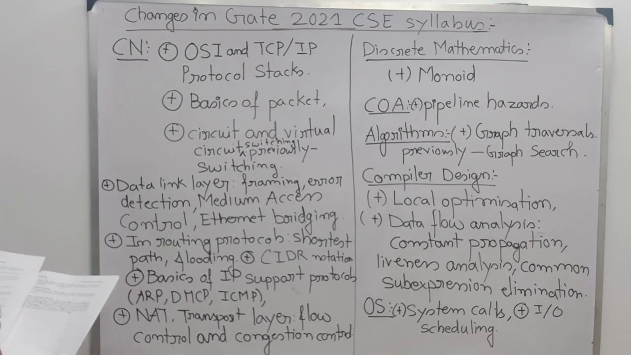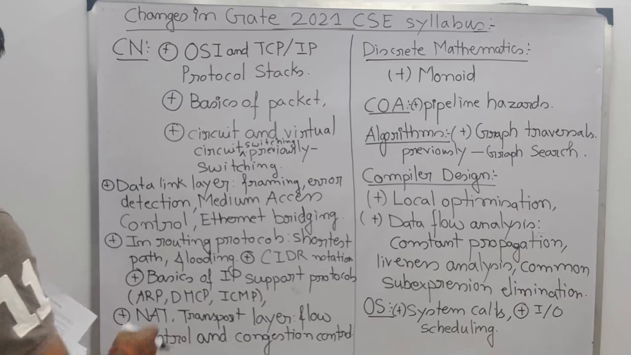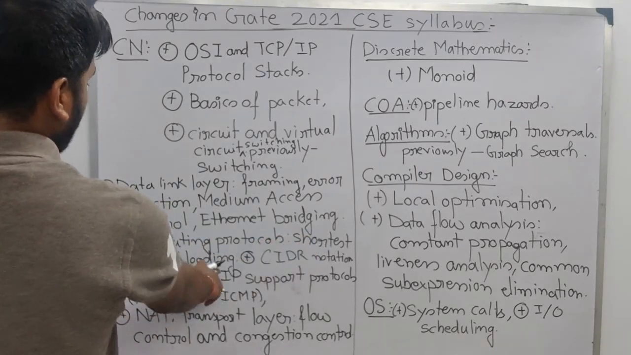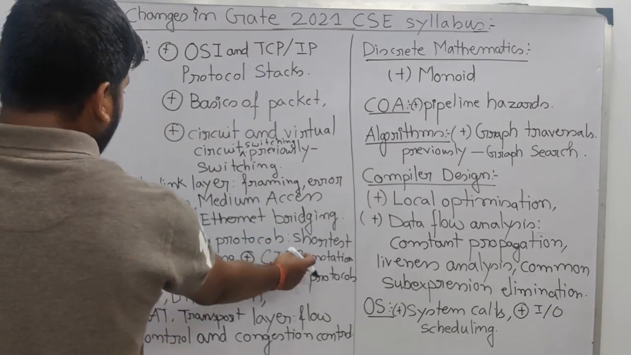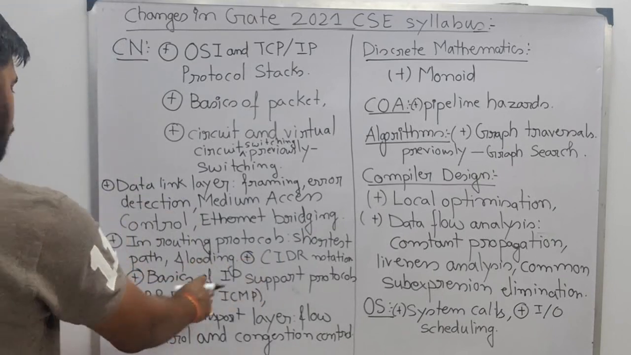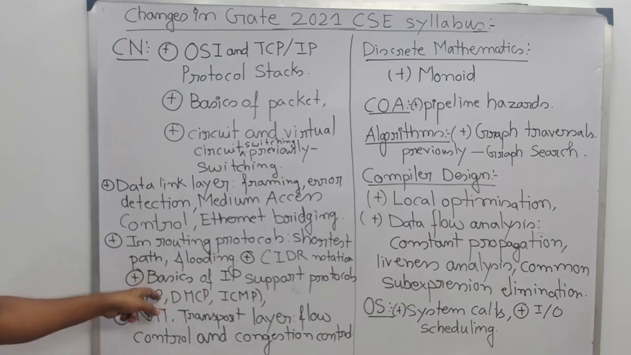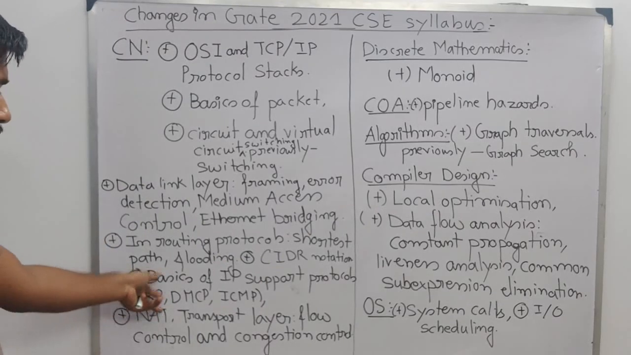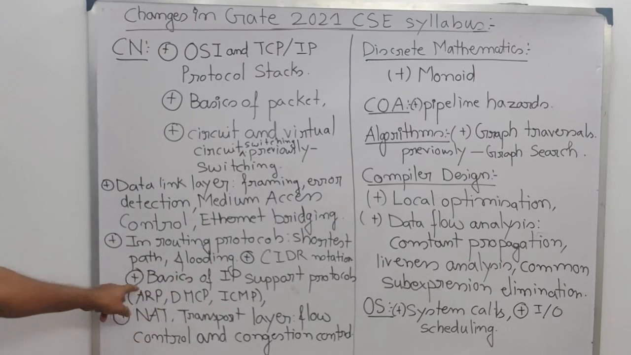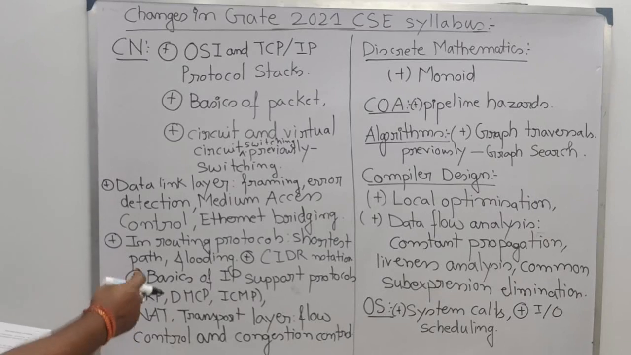Previously in routing algorithms we only had distance vector and link state, but now they have also added shortest path and flooding. Now they have added CIDR notation and basics of IP support protocols. We were studying these things also, and I used to teach them, but now they have explicitly written them. They have added network address translation. In the transport layer, flow control and congestion control they have added.